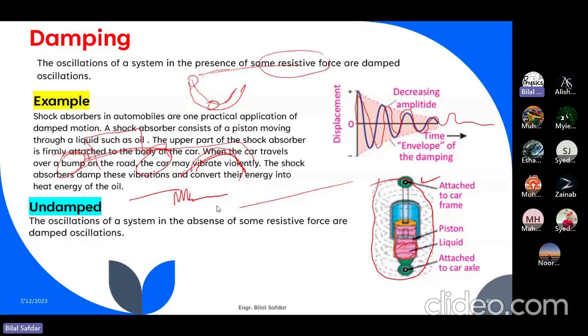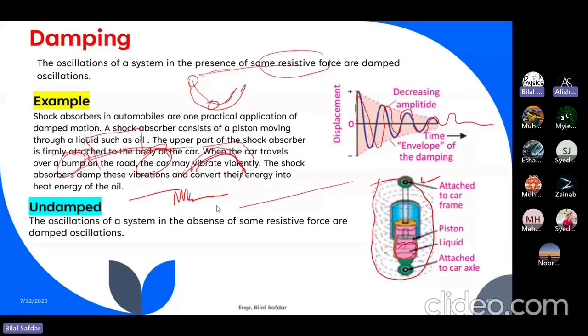For the undamped condition, what is the undamped condition? It is the oscillation in the absence of a resistive force. It is the ideal case, but the damping effect is a practical case. Yes.